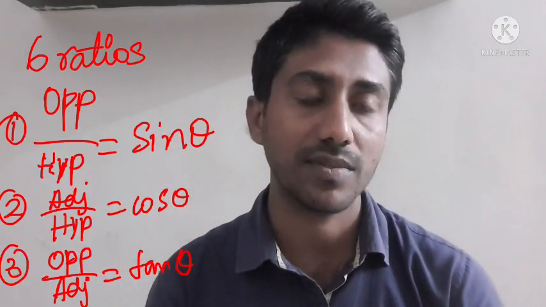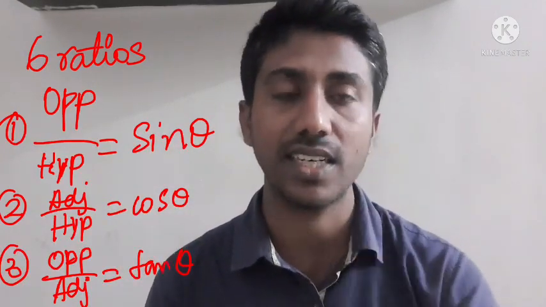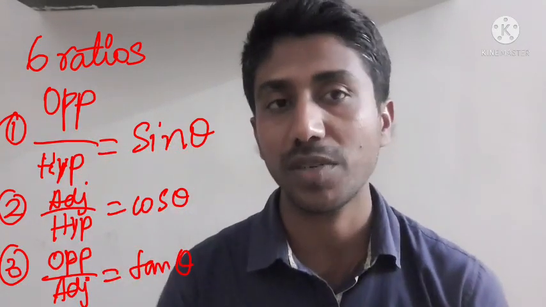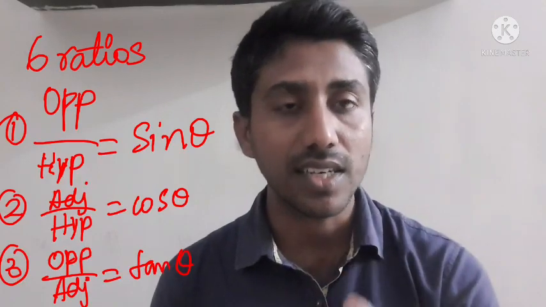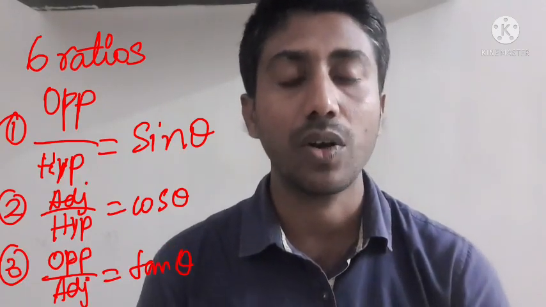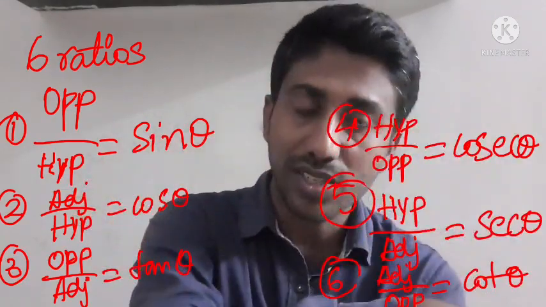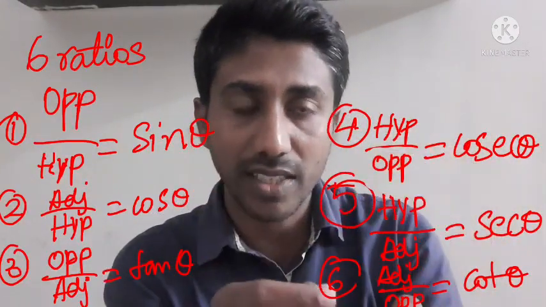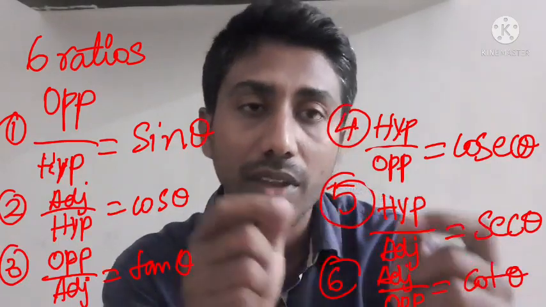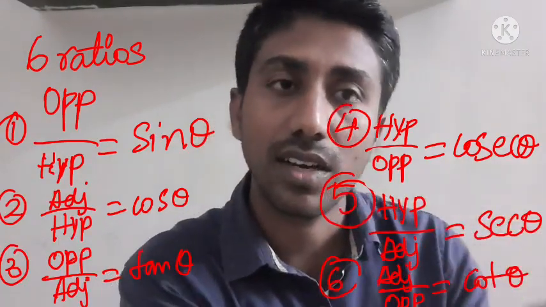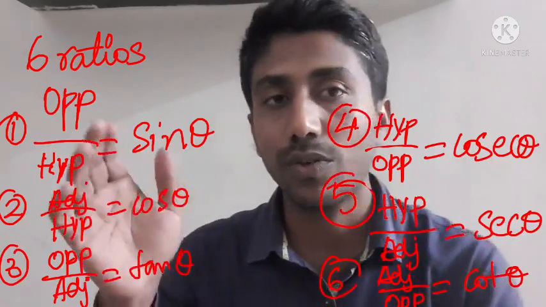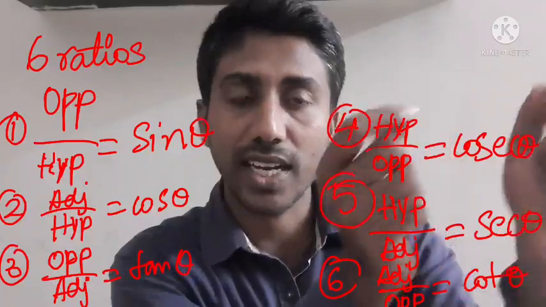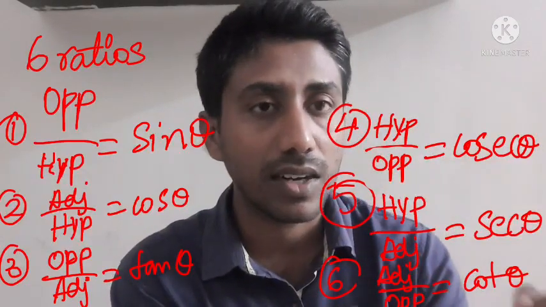Opposite by hypotenuse is the first ratio, that is sin theta. Adjacent by hypotenuse is the second ratio, which is cos theta. Opposite by adjacent is the third ratio, which is tan theta. If we take the reciprocals of them, hypotenuse by opposite is cosecant theta, hypotenuse by adjacent is secant theta, adjacent by opposite is cot theta. So the first 3 are sin, cos, tan. The next 3 are cosecant, secant, and cot.